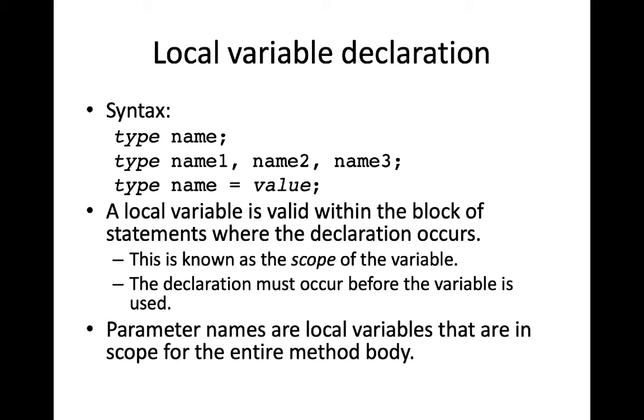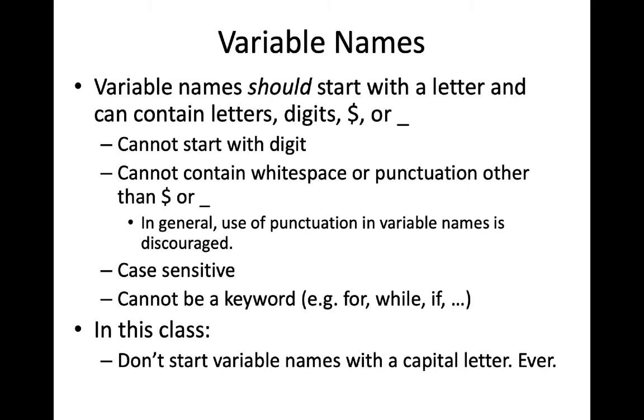Parameter names are just like local variables that are in scope for the whole method body. Now, there are rules about variable names. I'm not going to go over them. You can read about them. The only one that matters is: don't start variable names with a capital letter, ever.